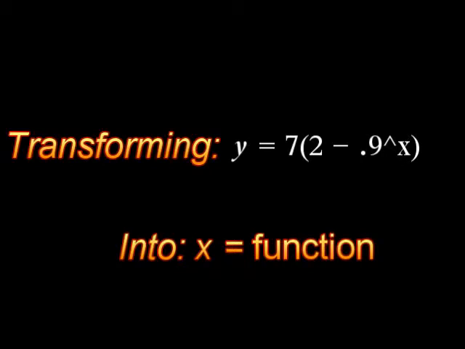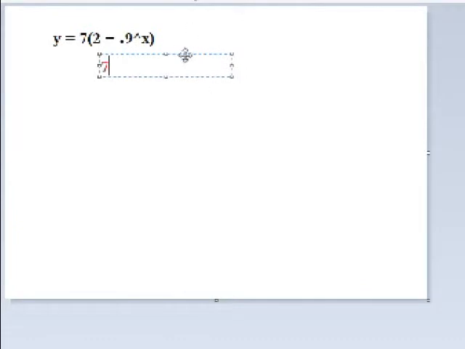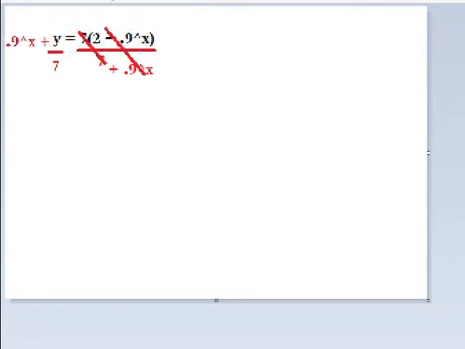Our next problem involves transforming the distance equation into terms of x. To start off, we divide the 7 on both sides of the equation. Then, we isolate the constant of 2 by adding 0.9 to the x on both sides. To isolate x, y over 7 is subtracted on both sides.